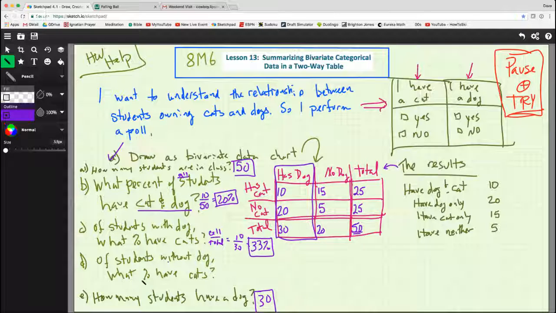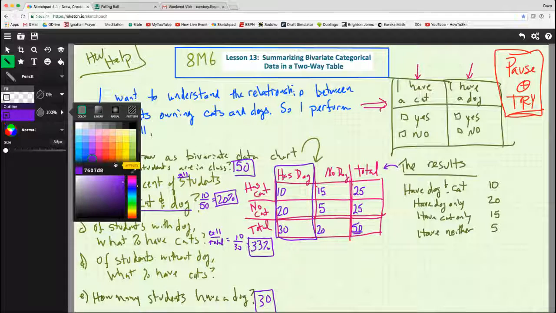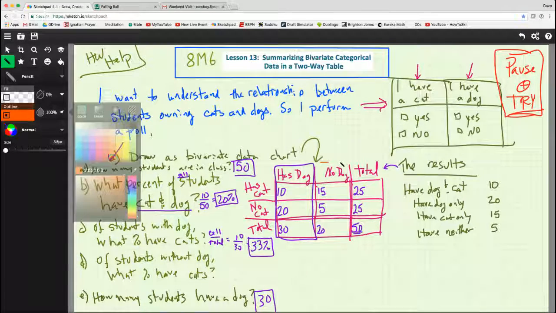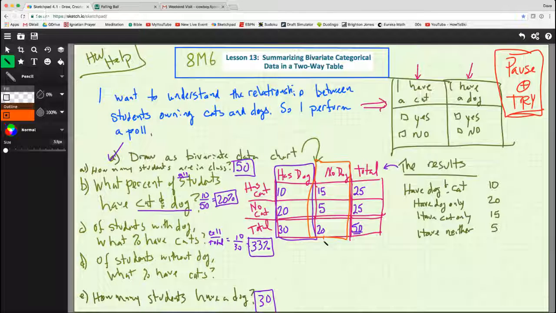So of students without a dog, what percent have cats? So let's look at this. Now let's switch colors. That's this column. Of students without a dog, that's 20 total. What percent have cats? Well, 15 have cats, and 15 out of 20 is 75%.